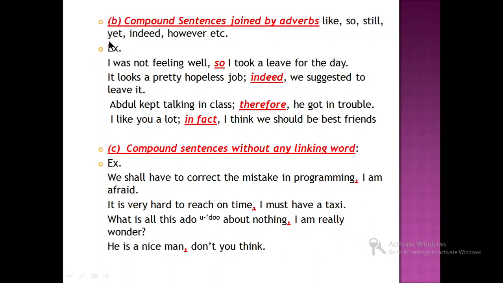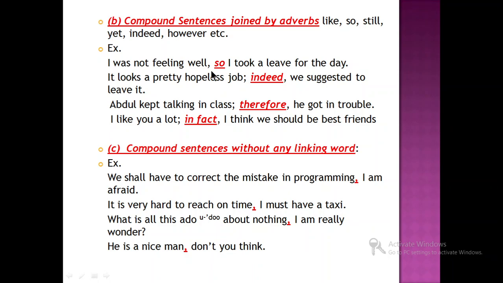आगे लेके चलते हैं. Compound sentences joined by adverbs. ऐसे sentences जो adverb की मदद से जोड़े गए हैं instead of conjunctions. वो adverbs हो सकते हैं like so, yet, indeed, however, and a lot many. So let's go through the sentence examples. I was not feeling well. मैं अच्छा feel नहीं कर रहा हूँ. I took a leave for the day. This is a related one.